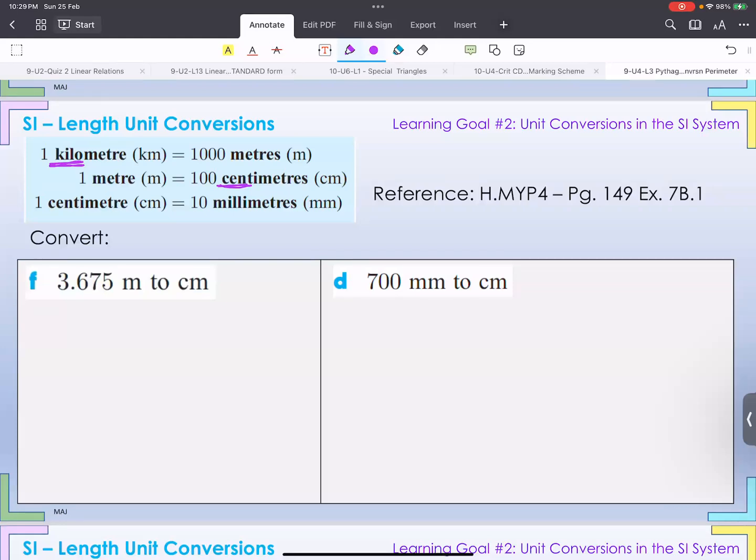And each centimeter is subdivided into 10 millimeters, right? So that is the unit conversion. Milli also means 1,000th. So a millimeter is 1,000th of a meter.